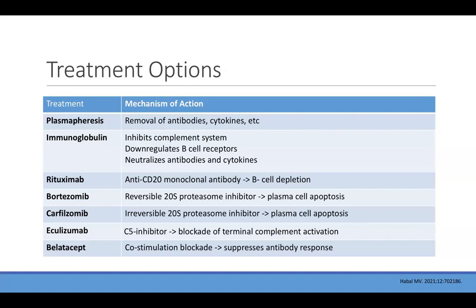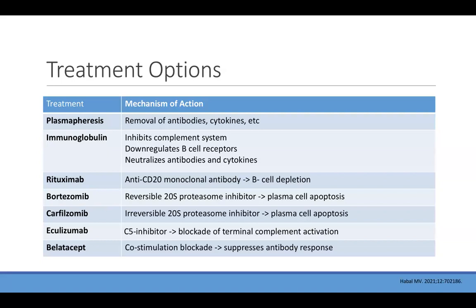This doesn't have as strong of evidence, however, it is an option, and it's a terminal complement activation blockade. So it's a C5 inhibitor. And finally, we have belatacept, which I had mentioned is a co-stimulation blockade, which suppresses our antibody response. Belatacept is more commonly studied and has been more commonly used in kidney transplantation, not necessarily in liver transplantation, and has been more recently studied as well in lung transplantation. But kidney transplantation is definitely where belatacept has the most literature and evidence for use.